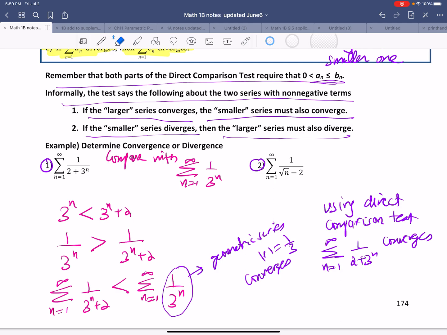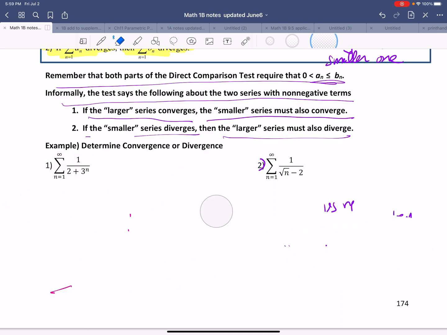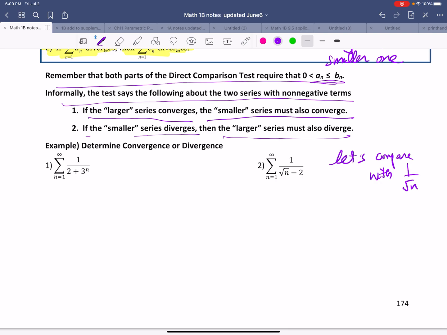Now we're going to look at the next one. I'm going to erase the work for the first one so I have more room. For the second problem, we have the summation of 1 over square root of n minus 2. What series should we compare it with? Let's compare it with 1 over square root of n.